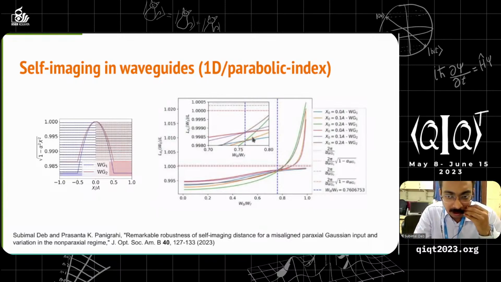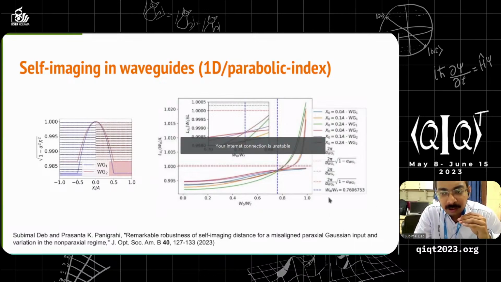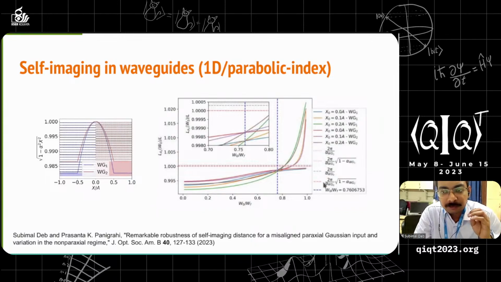So this was an interesting find which we reported in our recent paper, and I have shown these two sets of curves to be sure that this magic width of 0.76 is not an artifact of the material parameters that we chose for the first waveguide. It happens for any waveguide that you would choose, because we rescaled that equation.